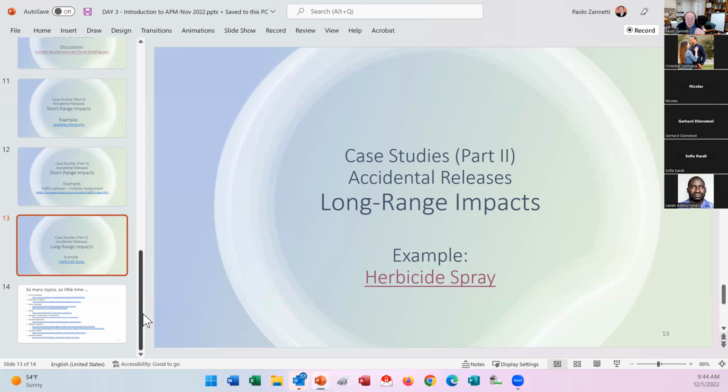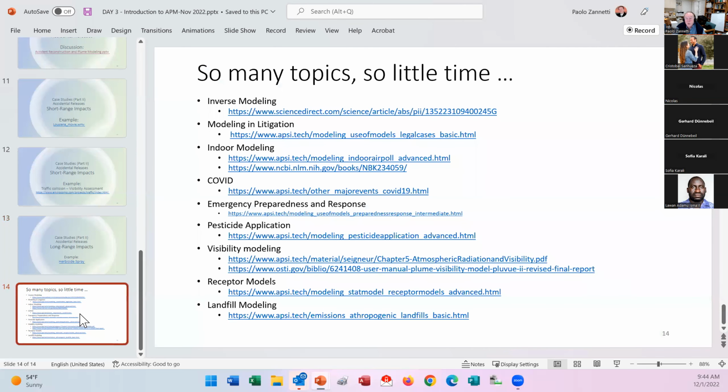And now if I can help you, saving time so you don't have to struggle the way I struggled, I will be very happy. The last thing I'd like to show you, I always skip this slide as the last because there are so many topics and so little time. There are so many things that we could talk about that I had necessarily to skip.